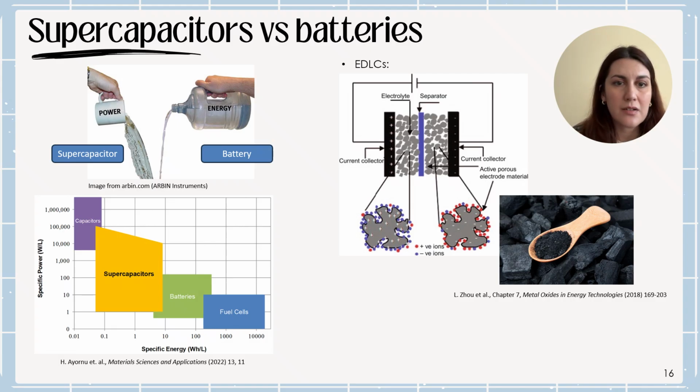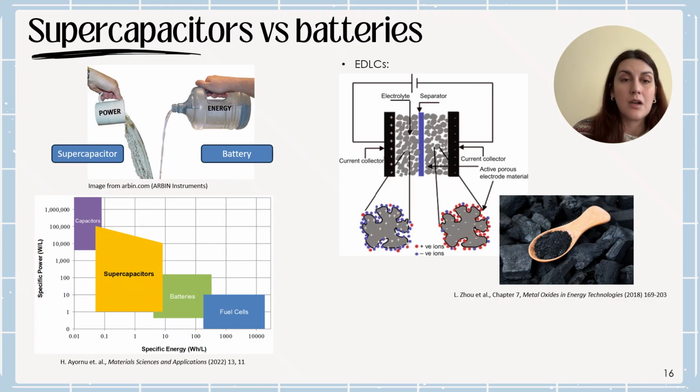So a major advantage of EDLCs is that the process is highly reversible, which gives supercapacitors very long cycle life, often much longer than batteries. The most common electrode material for EDLCs is activated carbon. Activated carbon is widely used because it has very high surface area, often due to its highly porous structure. And since charge storage in EDLCs occurs at the surface, a larger accessible surface area means more charge can be stored.